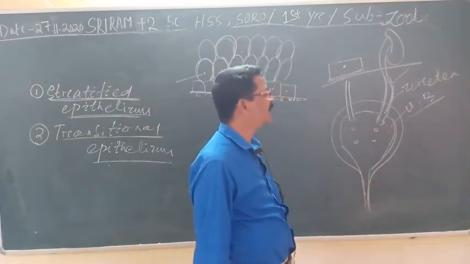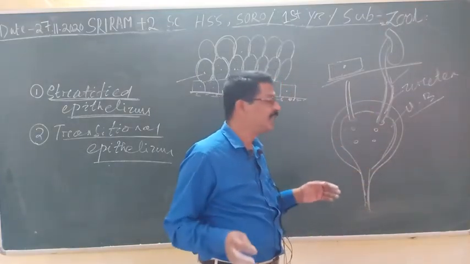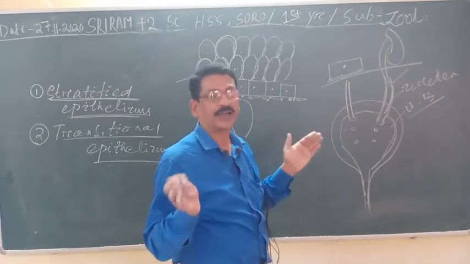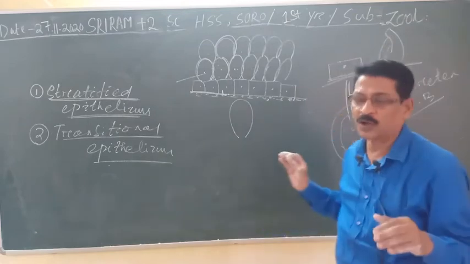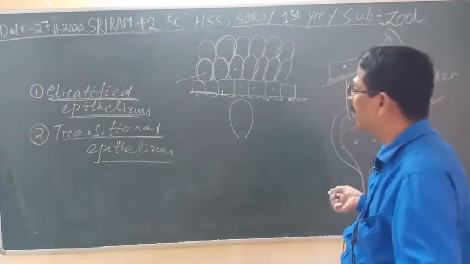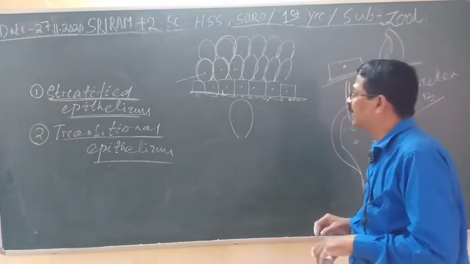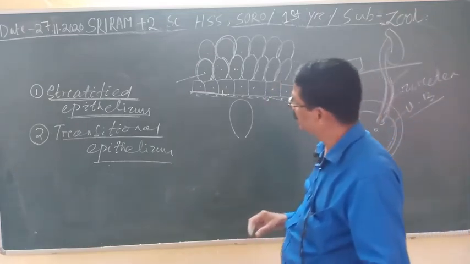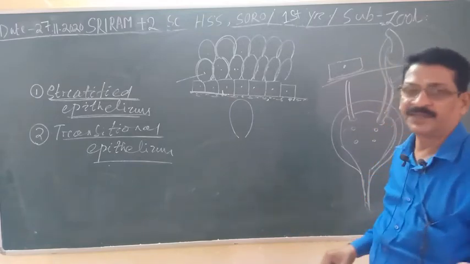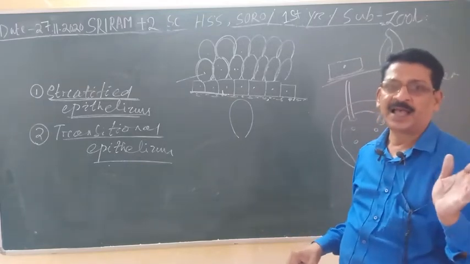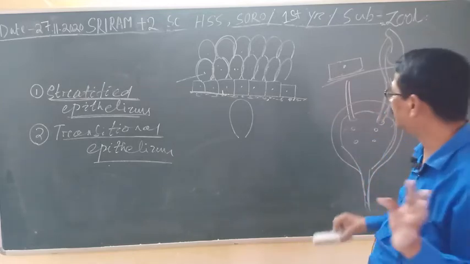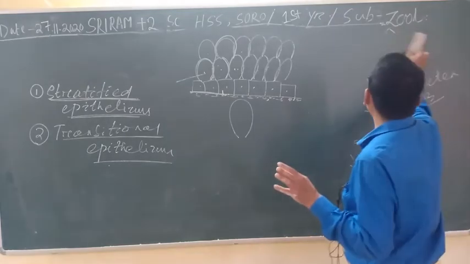Then it is elastic in nature. These cells are more or less elastic in nature. They can be stretched up to 1 or 2 cell thickness. Clear? So this is all about the transitional epithelium. Clear? With this, the epithelial tissue is finished. Clear? Then you are completed.